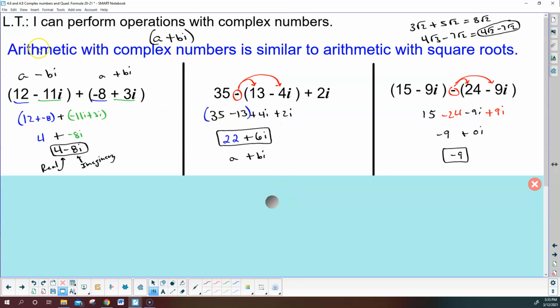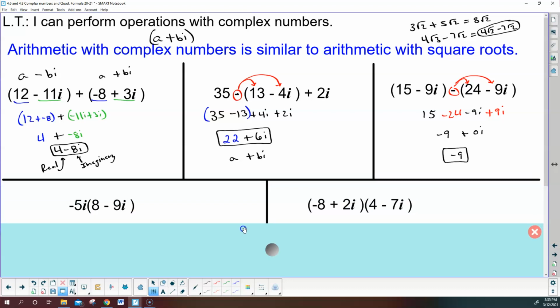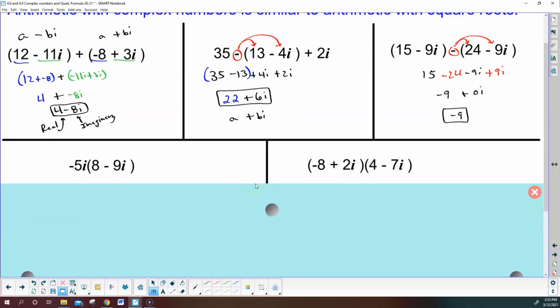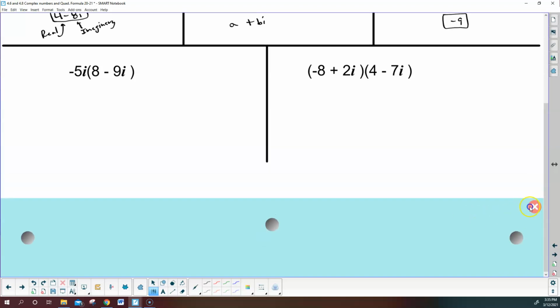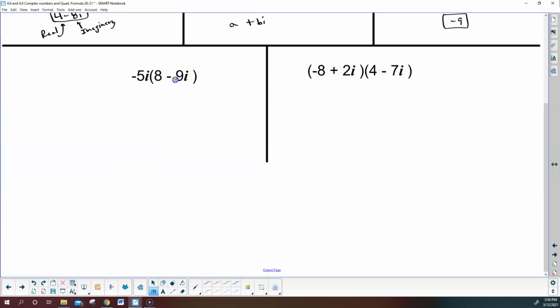So what about the other part of arithmetic, which is multiplication? We are not going to do division. You can divide, but we're not going to spend time on that. Here we're going to focus on multiplication. Before we do that, actually, you know what? I'd like you to try these. Go ahead and pause the video and try them.